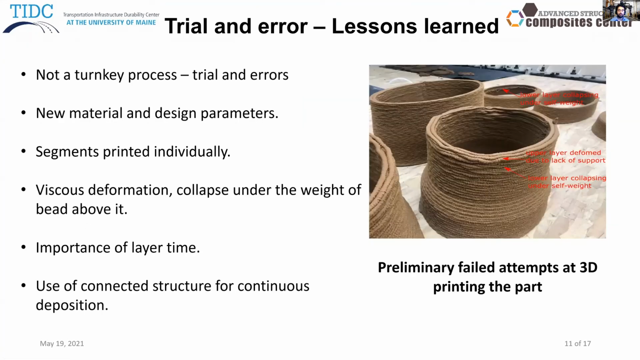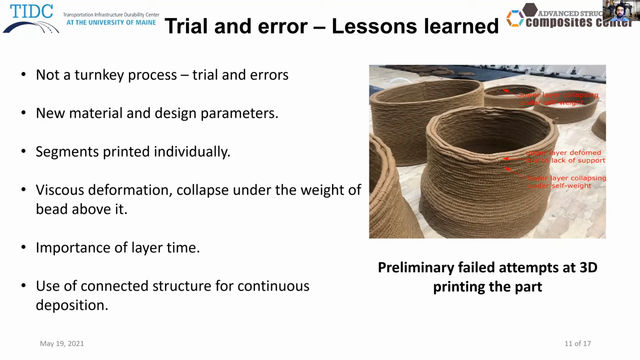Trial and error and the lessons learned. Two trials were done to determine the suitable layer time and suitable geometry for the part. At first, the layer time was 2 minutes 30 seconds, and the material did not cool down enough to support the layer above it. As you can see on the figure to the right, the layer collapsed as the softened material could not support the weight of the layer above it. A higher layer time allowed for sufficient cool down of the material.